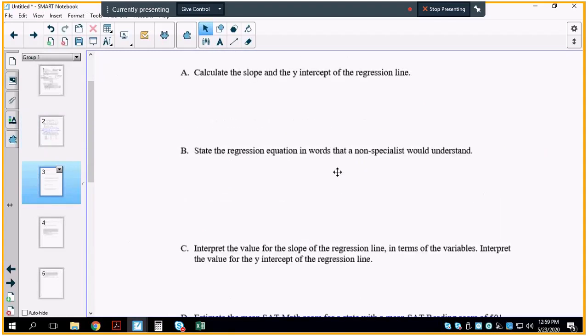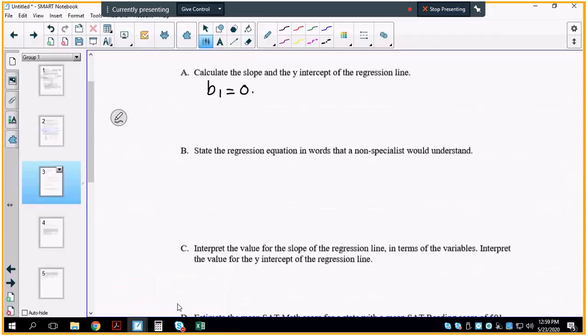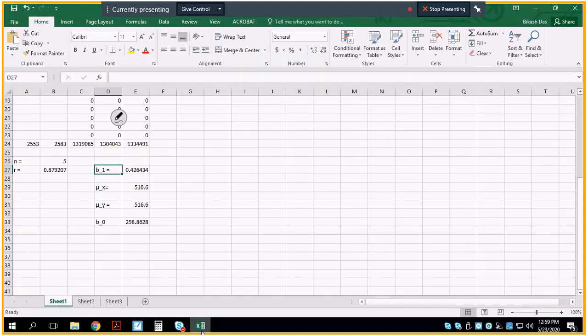Slope is B1. So we'll say B1 is equal to, let me check one more time, 0.4264. And then the y-intercept is given by B0, and that is equal to 298.8628.